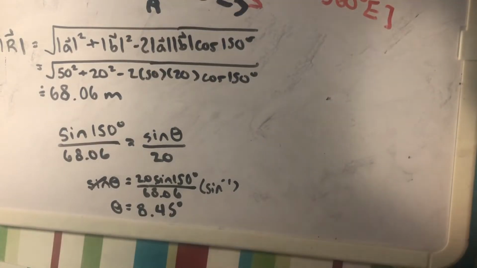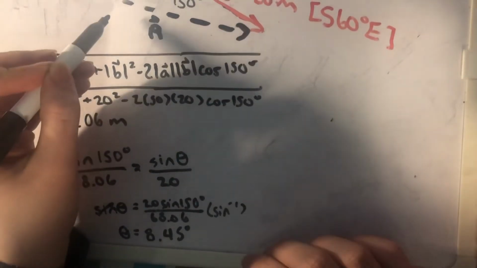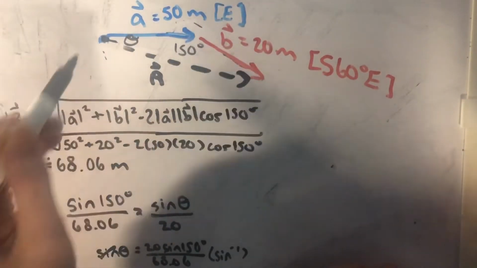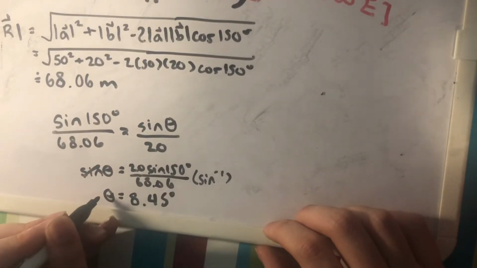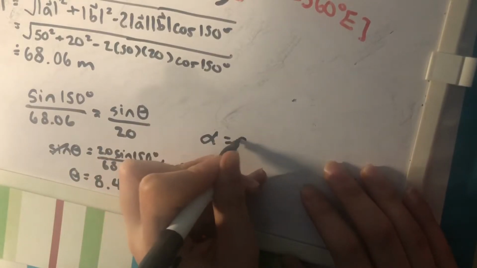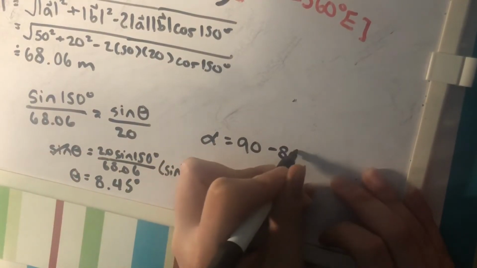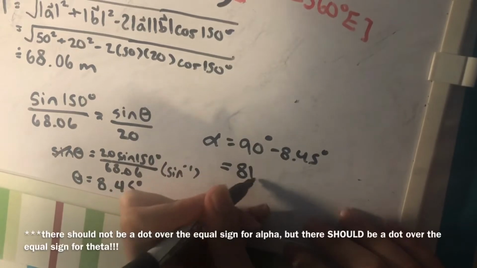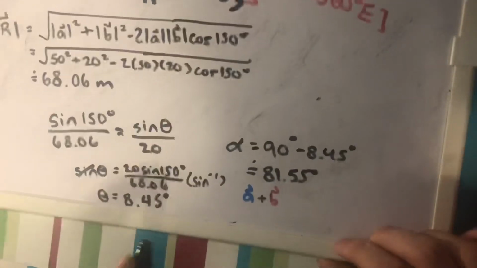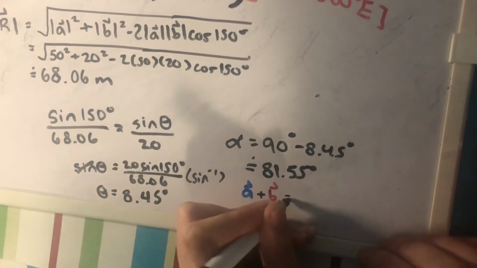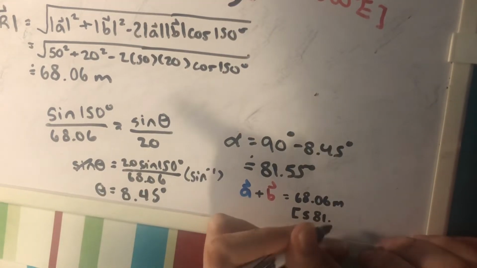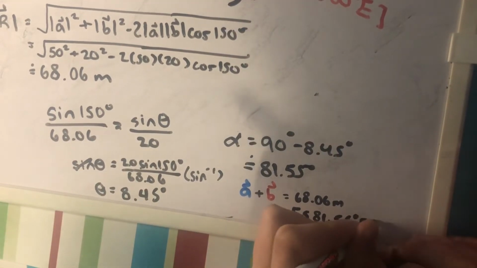But if you remember from my last video, we always like to get our angles starting from the south or the north. And right now this angle would start from the east. So I need to get the complement to this. If I put this angle as alpha, I can make alpha equal 90 minus 8.45. That gives me about 81.55 degrees. So I can sum this whole thing up and say A plus B is equal to 68.06 meters south, 81.55 degrees east. Cool.